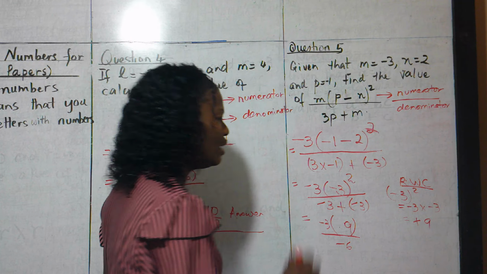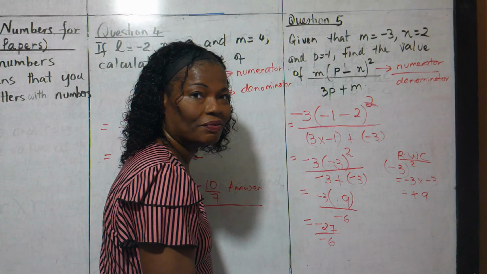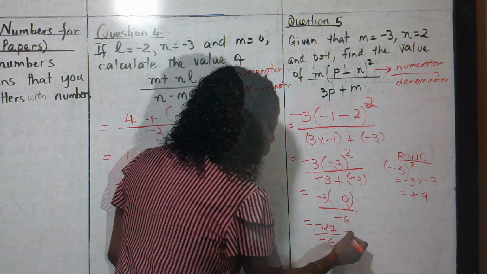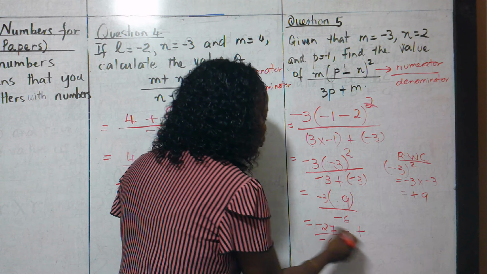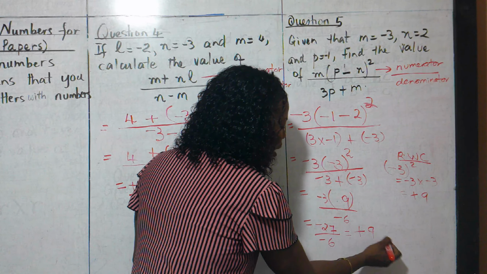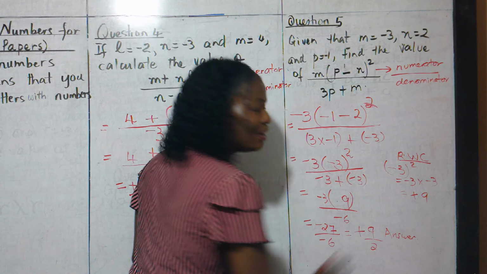So let's go down further. -3 times positive 9 is -27. And that's divided by -6. Are you getting that? And 27 over 6 can be reduced to its lowest term. If you leave it like that, you will be penalized. So ensure that you can find that single number that can go into the top and bottom without leaving a remainder. So 3 into 27 goes 9, and 3 into 6 goes 2. And that's the final answer.